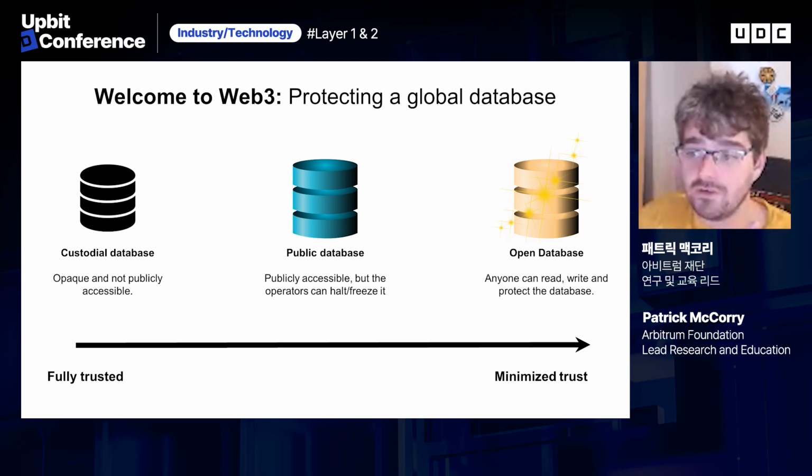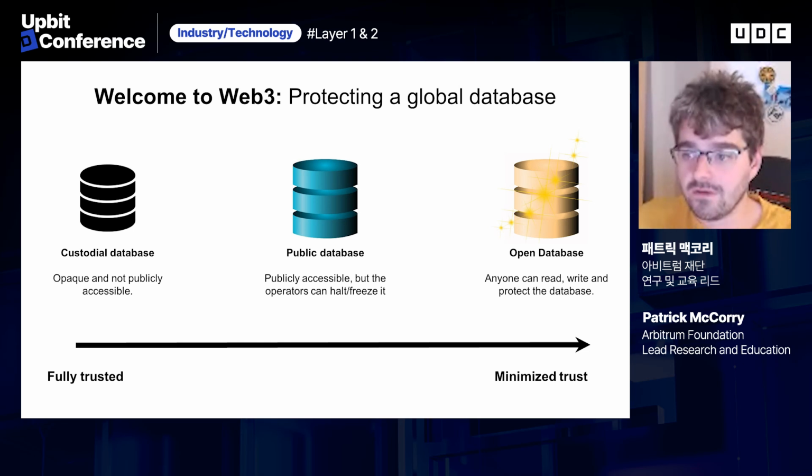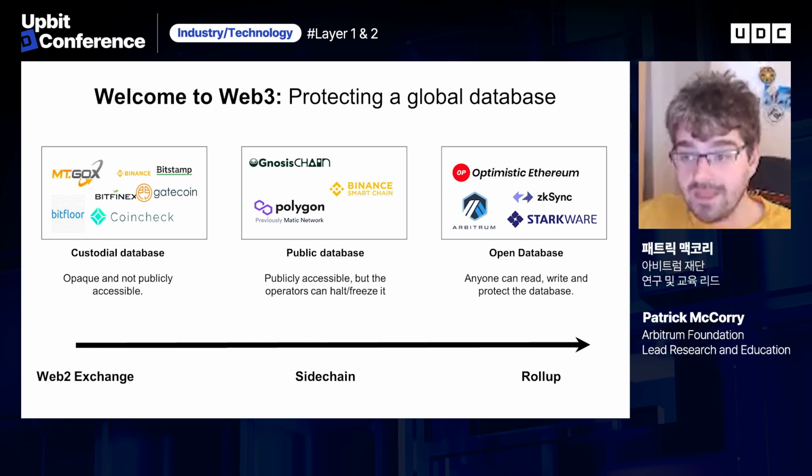We're going from these custodial systems, there's the Coinbases and the FTXs and the Binances. I don't want to throw them all in together, but they all have the same system design. These public databases where maybe we can audit it, but the operator still controls it, to these open databases where anyone can read, write, and protect the database. Anyone can protect the database. That's the most important thing to consider for rollups. And that's what we're building today.